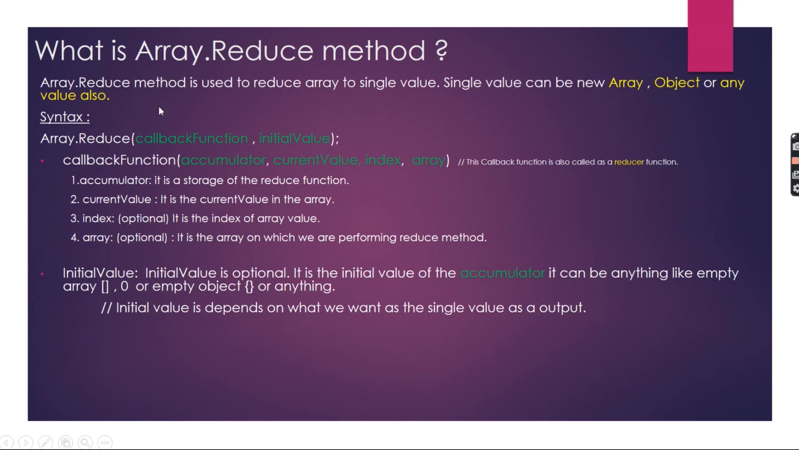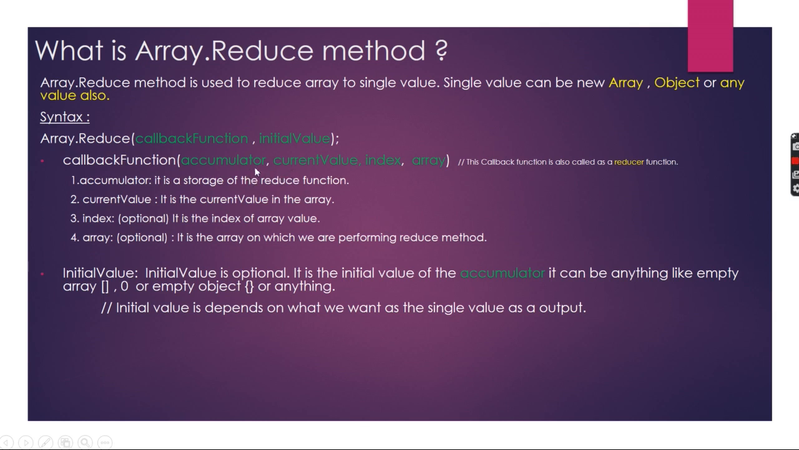The syntax of the array reduce method is that it accepts two parameters. The first parameter is a callback function and the second parameter is the initial value. This callback function is also called the reducer function. The callback function again accepts 4 parameters. The first is the accumulator, the second is the current value, the third is the index, and the fourth is the array. The accumulator is also called storage because every time we are storing a value in this accumulator.